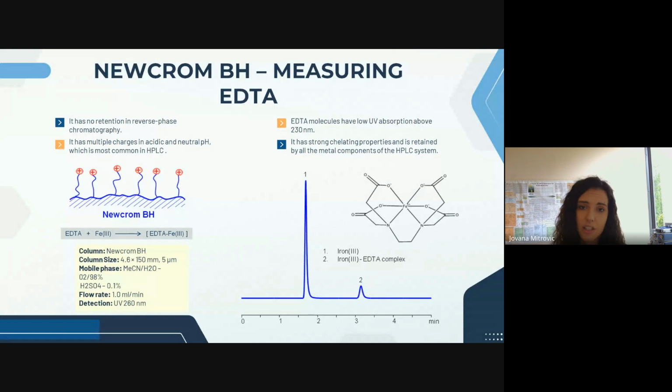So we detected at UV 260, and with Nucrom BH, we achieved excellent retention as well as resolution using an aqueous mobile phase with just 2% organic and a small amount of sulfuric acid. And this long flexible ligand enabled a good interaction with EDTA with an excellent and narrow peak shape.